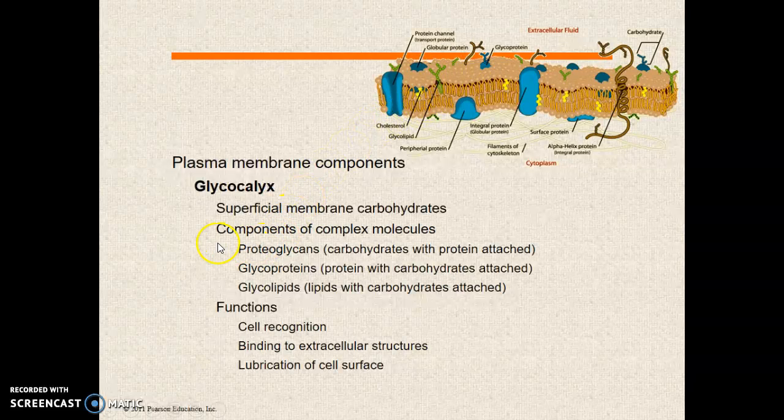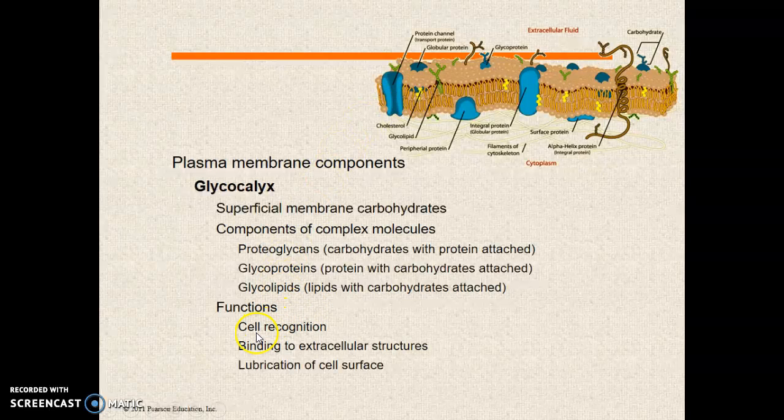Outside the plasma membrane is a superficial membrane of carbohydrates. These are fairly complex molecules. Look at the words. Proteoglycan means a protein with some carb. Glycoprotein, protein with carbs. Glycolipid, lipid with carbs. So we've got different kinds of molecules out there, and each has a different function.